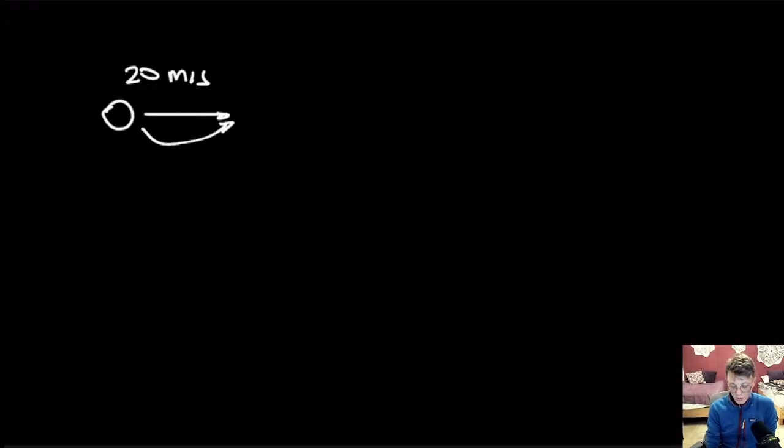So that's the first jump. That's the first second. We go 20 meters because that's what we get. We get 20 meters for every second that we go. Next second, now we're at 40 meters, all the way through.